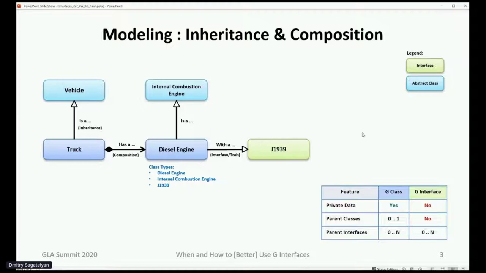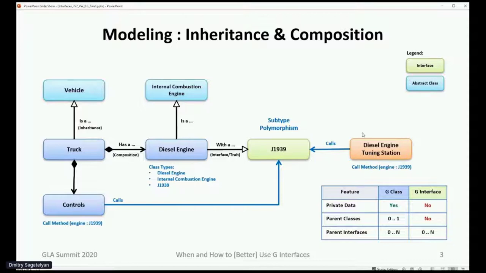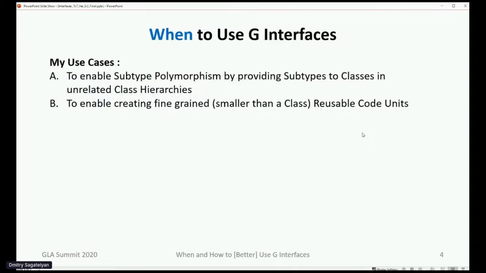A truck controls class is not related to a diesel engine tuning station class, but both can interact with a diesel engine object via its J1939 interface, because the diesel engine class has a J1939 subtype. I have two major use cases for G interfaces. First, to enable subtype polymorphism by providing subtypes to classes in unrelated class hierarchies. And second, to enable creating fine-grained reusable code units for building classes, which are also known as traits.